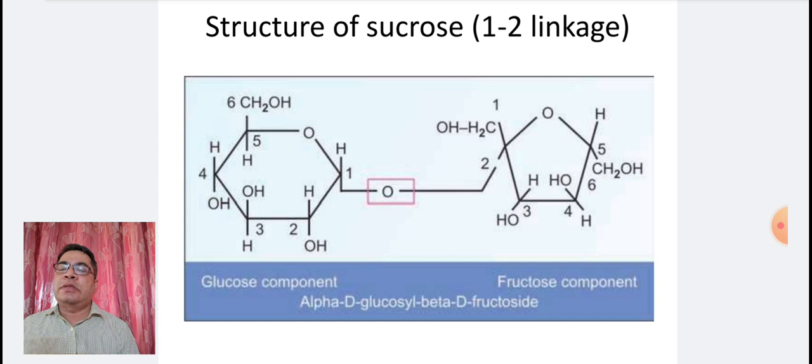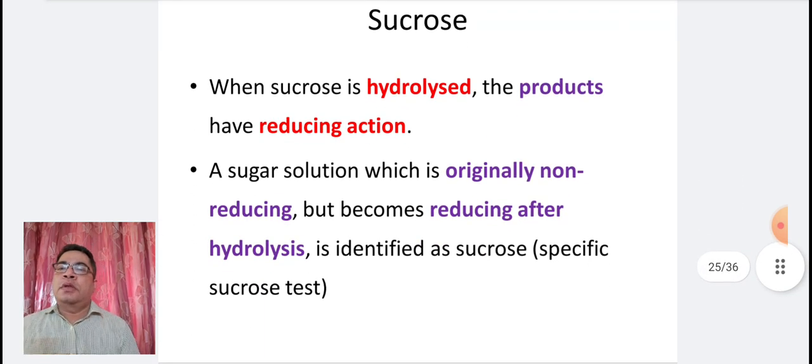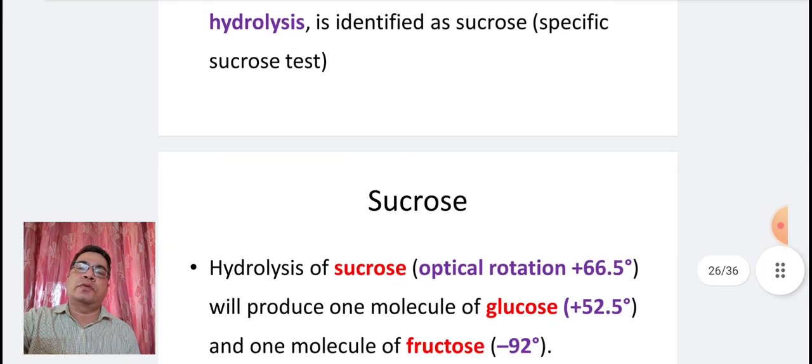Here we can see the structure of sucrose, that is alpha D glucosyl beta D fructoside. When sucrose is hydrolyzed, the products have reducing action. A sugar solution which is originally non-reducing but becomes reducing after hydrolysis is identified as sucrose.